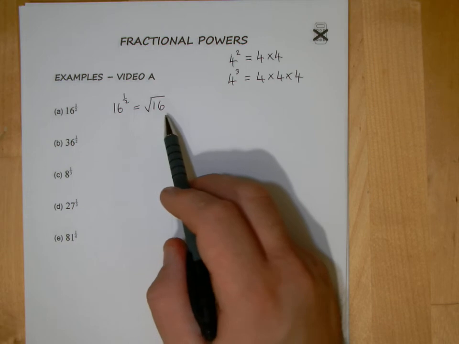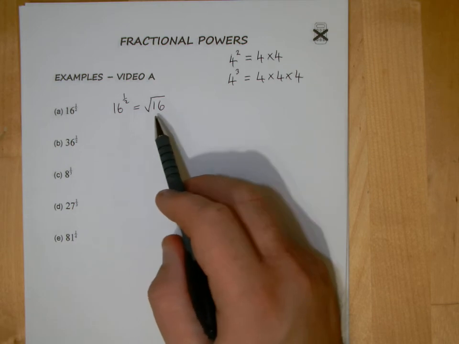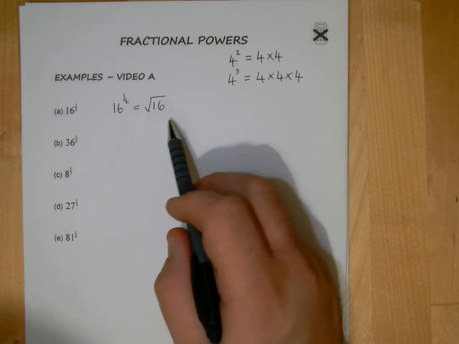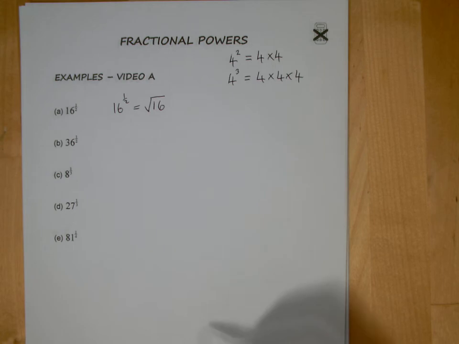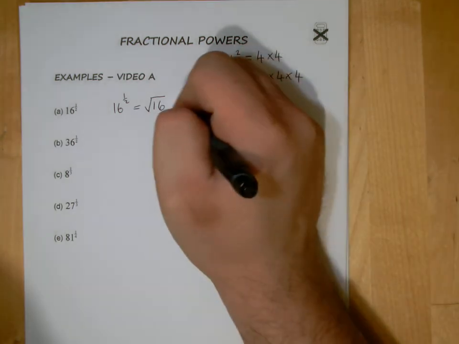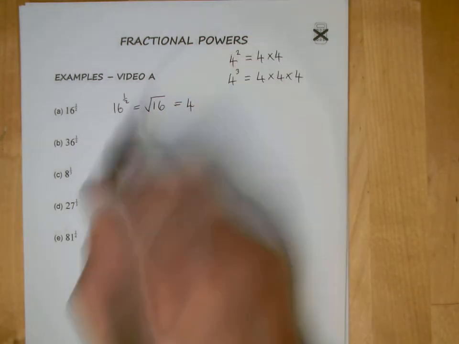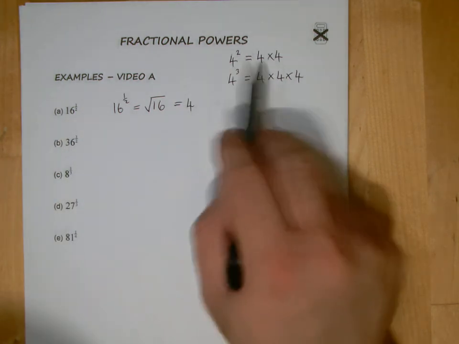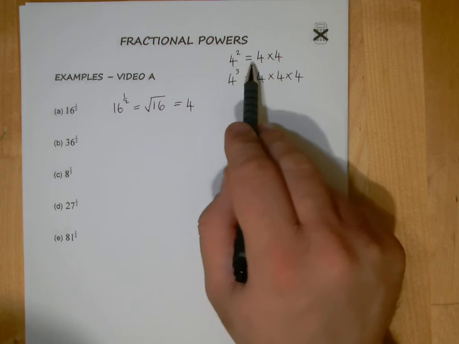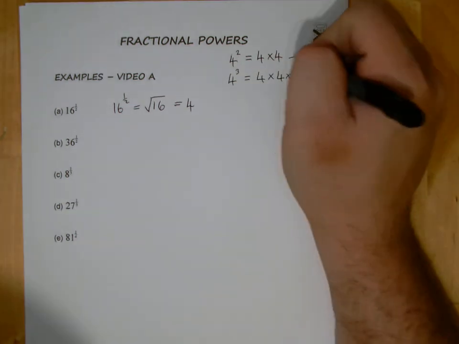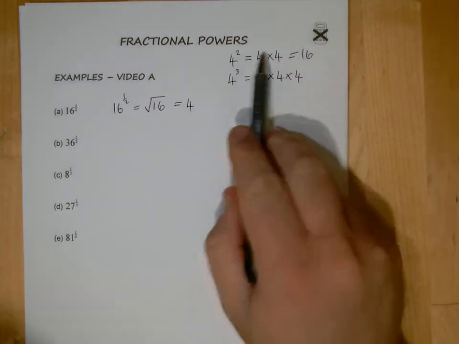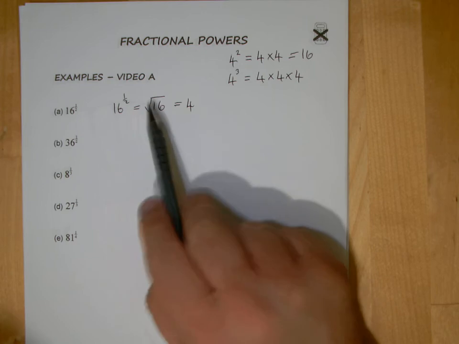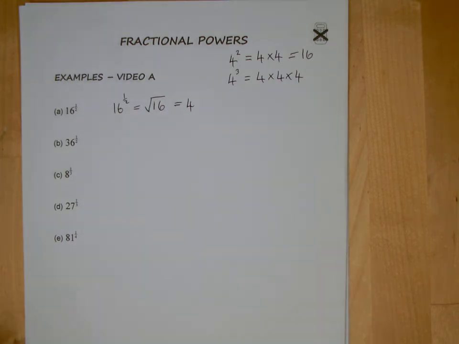And what you've got to do is think backwards. Square root of 16, what is it? In other words, what am I timesing by itself to get 16? And of course, we know that's going to be 4. So 16 to the power half is 4. It's the reverse process of this, because 4 squared is 4 times 4, which is 16. So the reverse process is the fraction power, the power half. So square root it, and you get 4.